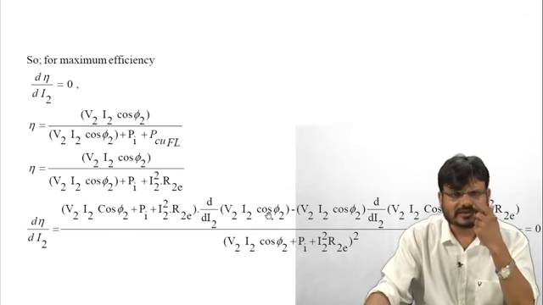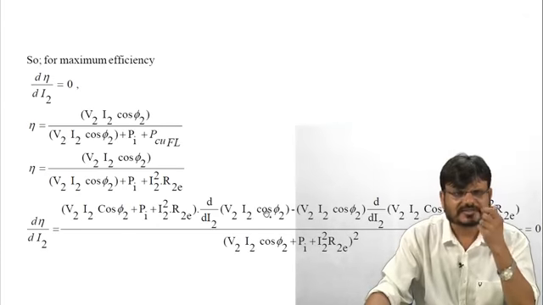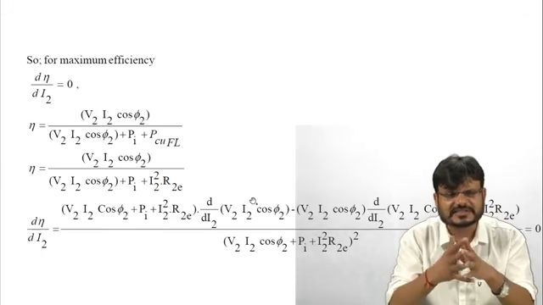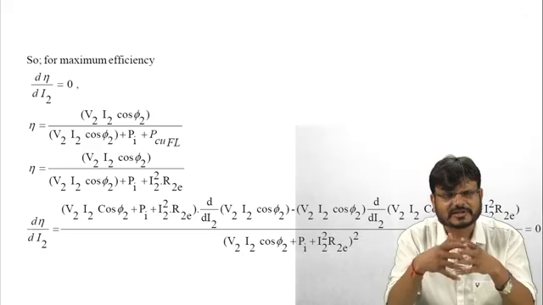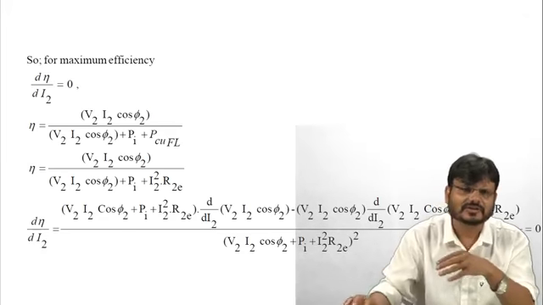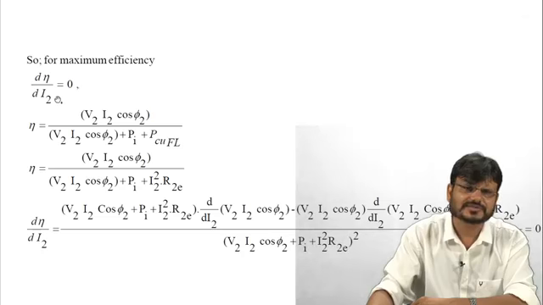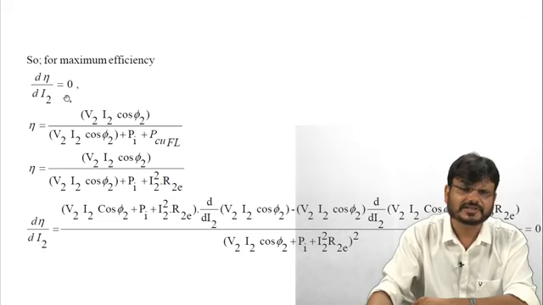If you want to calculate the condition for the maximum efficiency, you differentiate the formula of the efficiency with respect to the variable part. And what is that variable part? That is the current, I2. So for the maximum efficiency you can write d eta upon dI2 is equal to 0. So eta is equal to this one, and you just differentiate this formula with respect to I2.